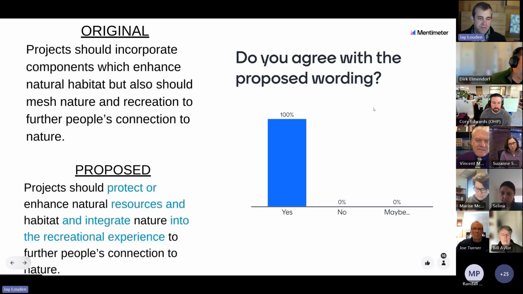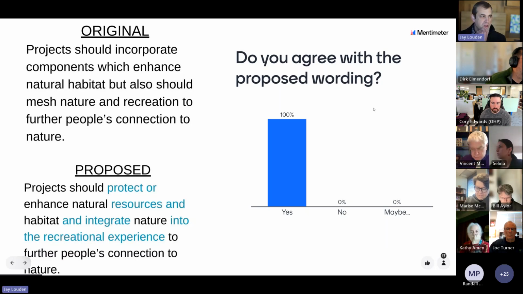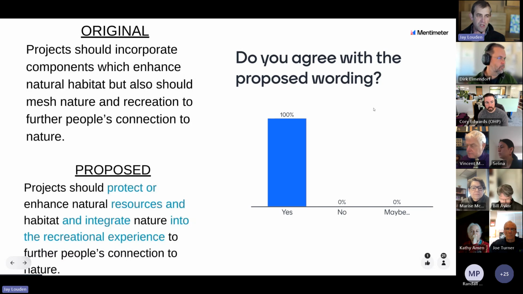Looking good so far. Everybody's liking it. I guess we've got a second here, so I'll read the original. Project should incorporate components which enhance natural habitat, but also should mesh nature and recreation to further people's connection to nature. Some of the feedback we heard, seeing this proposed, but a lot of people were wanting to be sure that we prioritize nature, and you'll see some more of that as we go through with the proposed criteria changes. Okay, we're at 24 with pretty overwhelming response, so I'm gonna jump on from here.